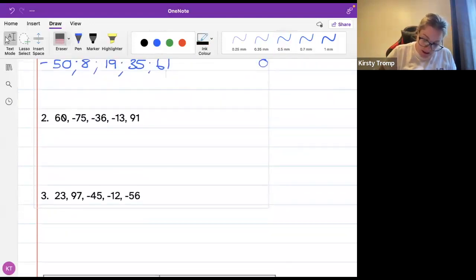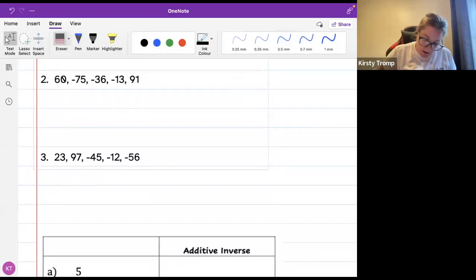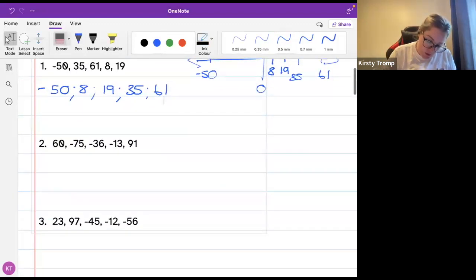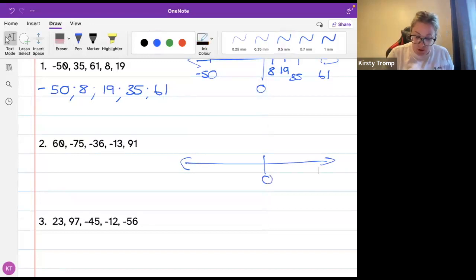Okay, moving down to our next question. Right, next question, we're still sorting in ascending order. So I'm going to put my number line in here quickly for myself. All right, so I draw my number line in. I tell myself where the number 0 is. Remember, this is revision from last week. So we're just practicing what we did last week.